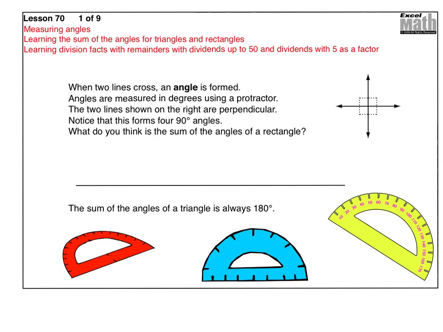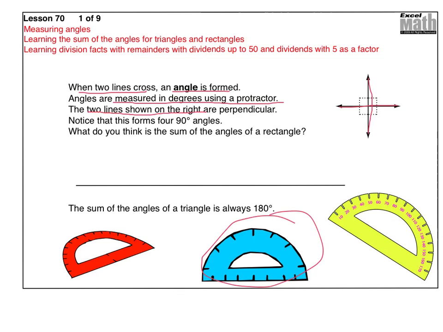So here we go with measuring angles. Alrighty, when two lines cross, an angle is formed. And you can see this line here crosses this line here. And angles are measured in degrees using a protractor. This is a protractor right here.